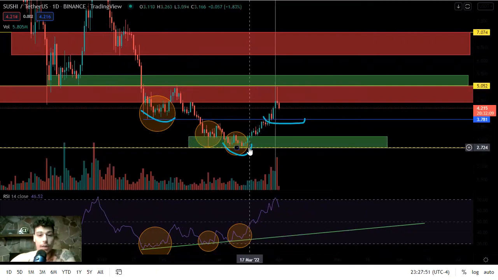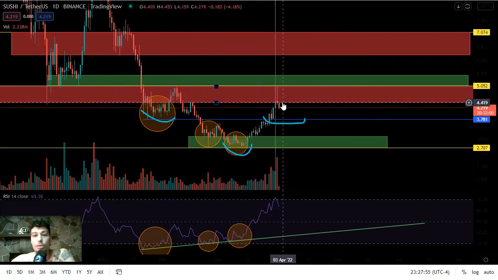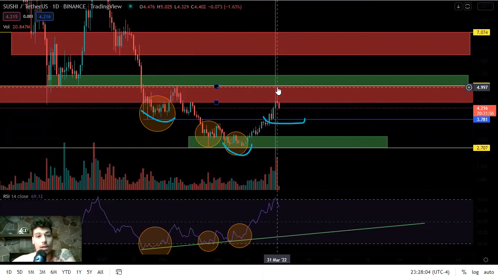And there's been a nice rally. Recently it went from 2.72 all the way up to really about 5. So almost 100% on that rally right there. Really nice to see that on Sushi.